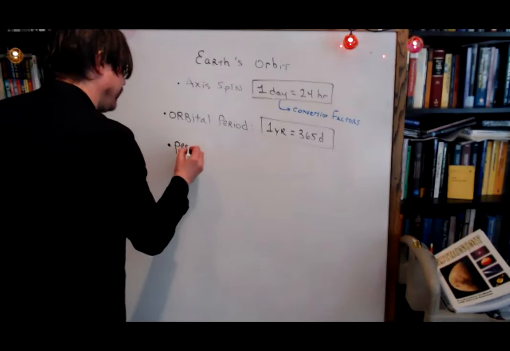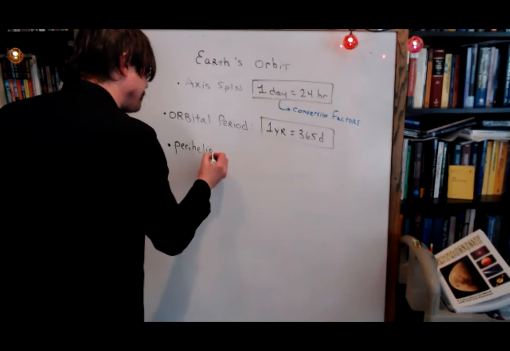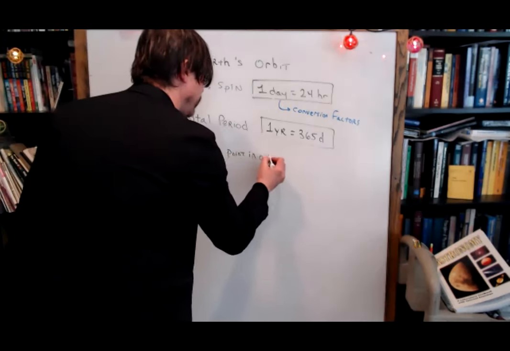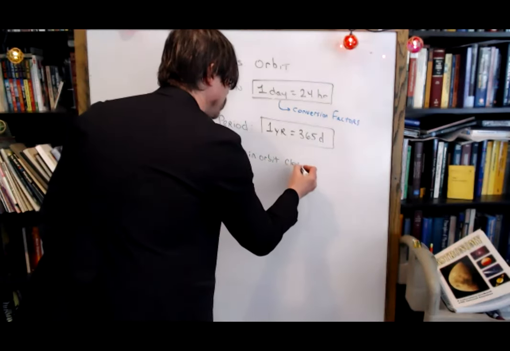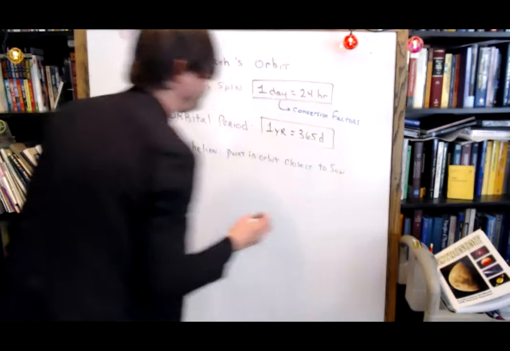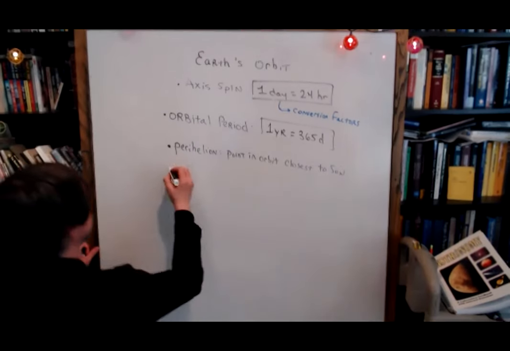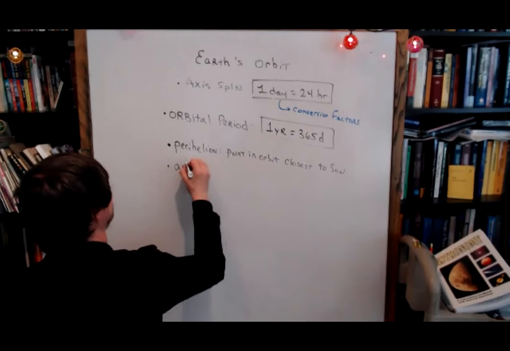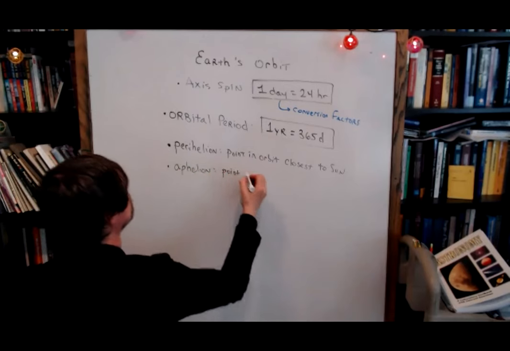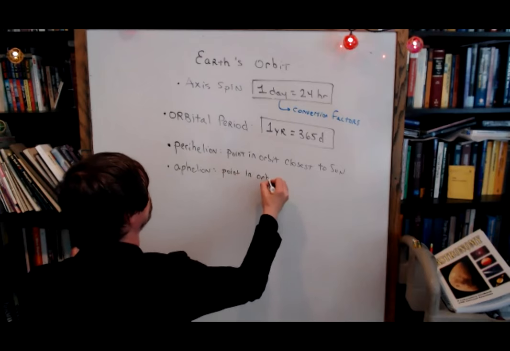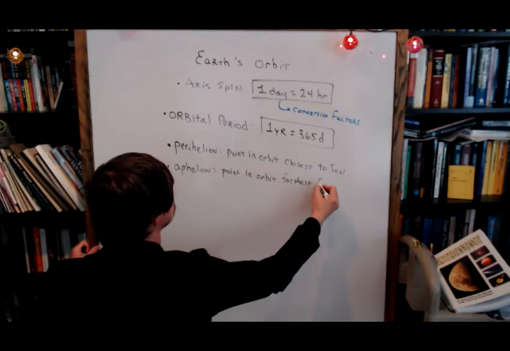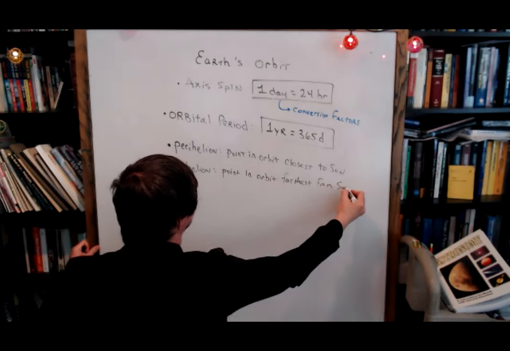So there's the perihelion. That's the point in orbit closest to the sun. And then there's the aphelion. The point in orbit farthest from the sun, okay?